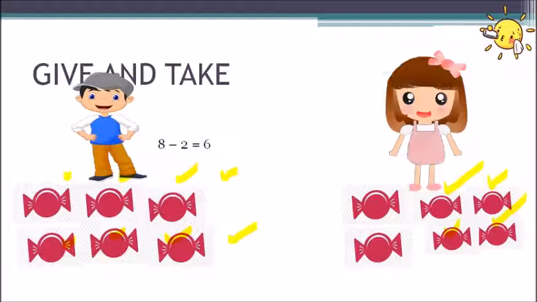And in case of take, the number of objects you have increases. Like here Rani had 4 toffees. Then Raja gave her 2 more. So she took 2 toffees from Raja. Then it increases to 4 plus 2 equals 6. Okay. Now she has 6 toffees. So this is what we understand by give and take.